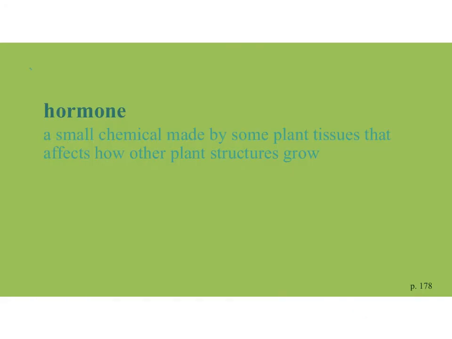In the book. All right, so hormones. What are hormones? Well, hormones are a small chemical made by some plant tissues that affect how other plant structures grow. Okay, so then I'm just going to talk about the 4 hormones.